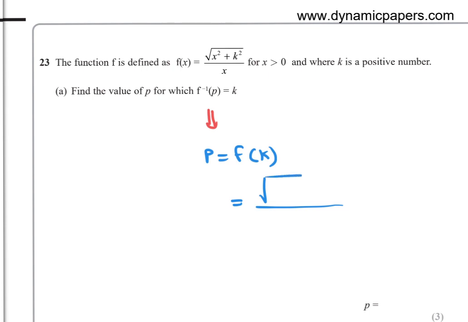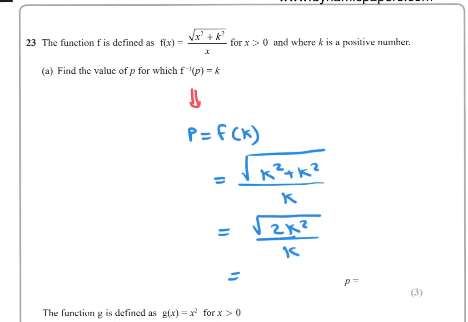To find f(k), put x equal k, substitute x by k, so square root of k squared plus k squared over k equals square root of 2k squared over k. Square root of 2k squared, because k squared has square root k, can be written root 2 times k over k. k cancels with k, so b equals root 2, square root of 2.